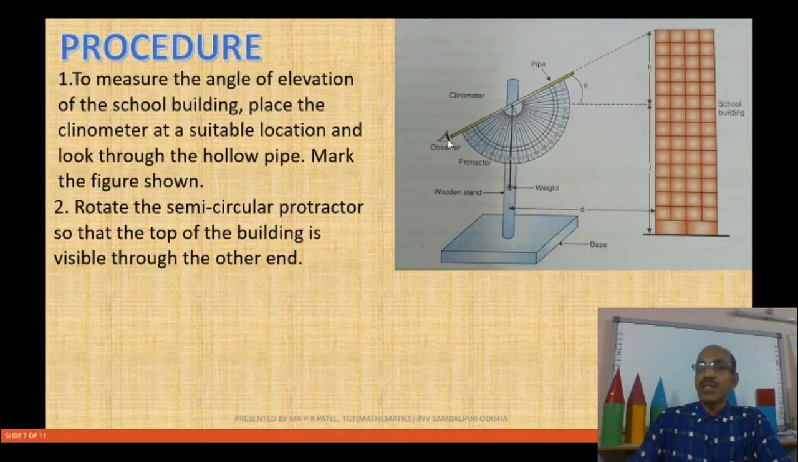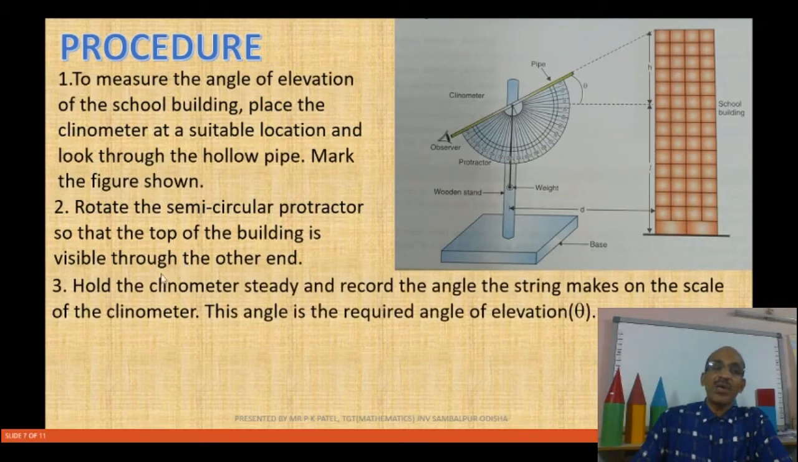Yes, the observer is observing from one end of the pipe and is observing the top of the building. When the top of the building is visible, then hold the clinometer steady and record the angle the string marks on the scale of the clinometer. This angle is required, the angle of elevation, that is theta. This is the line which is parallel to the ground level, that is the horizontal line, and this is the line of sight. So this angle is your angle theta. Okay.